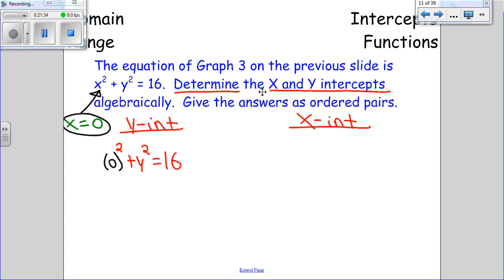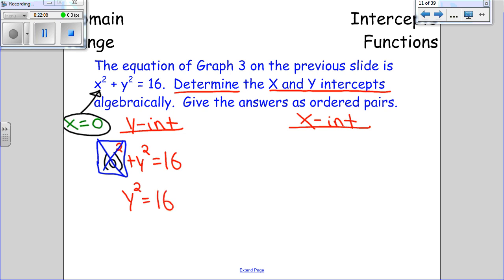Usually after a substitution, there's something I can calculate. In this case, I can calculate this thing. I can calculate 0 squared. 0 squared equals 0. 0 plus anything, does adding 0 to something change it? No, so this actually becomes irrelevant. And all we're left with is y squared equals 16. Because adding 0 to something does nothing.